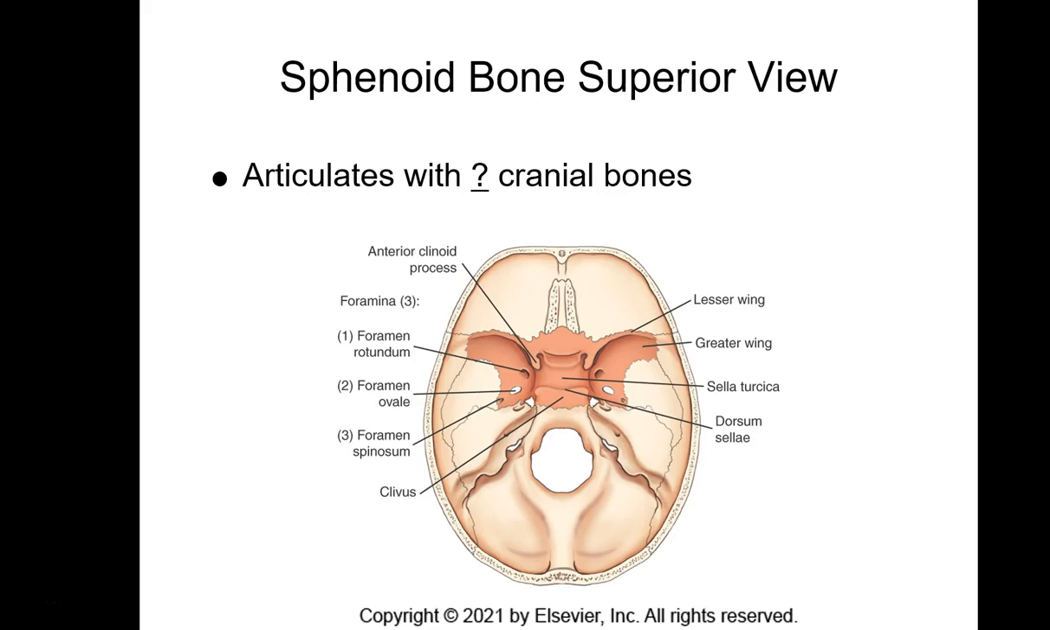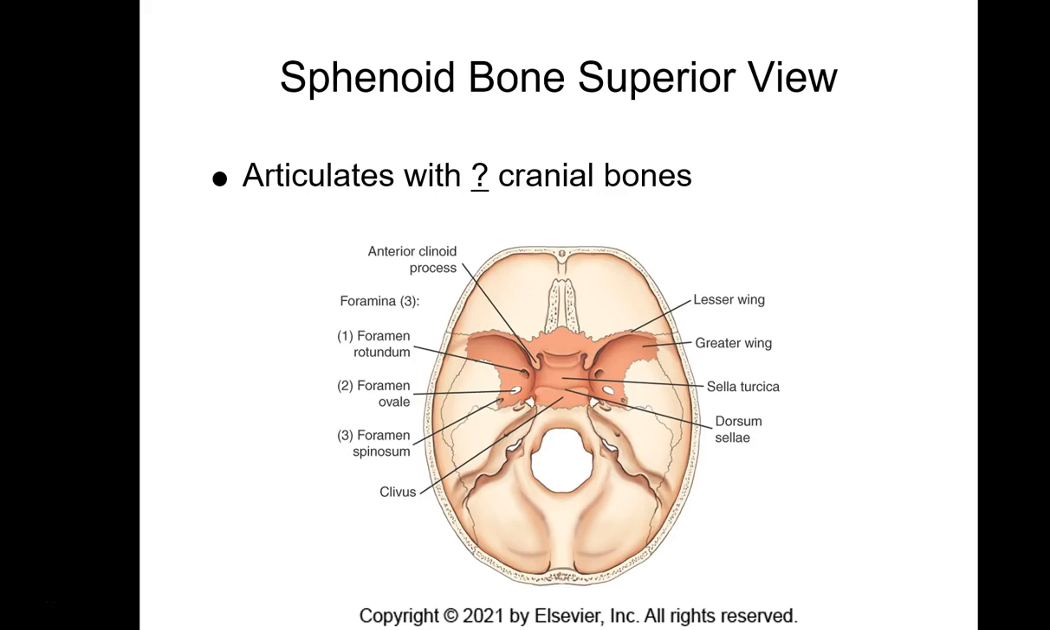Let's begin with sphenoid. Now, on this diagram, sphenoid is outlined in orange. And again, this is a superior view of the bone, so we'll be looking from the top down. As you can see from the diagram, the sphenoid is centrally located in the cranium, and it really serves as an anchor for all 8 cranial bones.